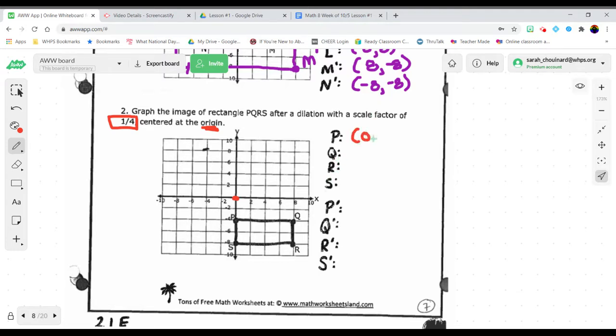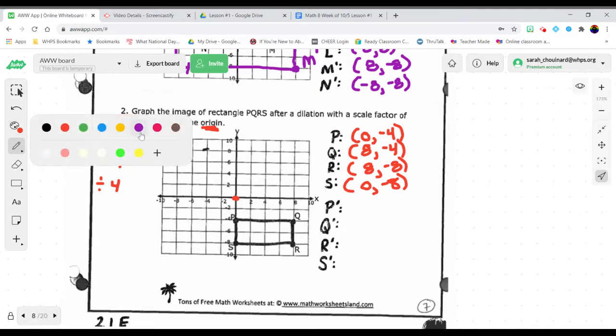So P is (0, -4). Q is (8, -4). R is (8, -8). S is (0, -8). And so I'm going to multiply all of these coordinates by 1/4, but just remember, multiplying by 1/4 is the same as dividing by 4. That's what this division bar means, divide by 4. So I'm really just going to divide my coordinates by 4. That's a much easier way to think of this.